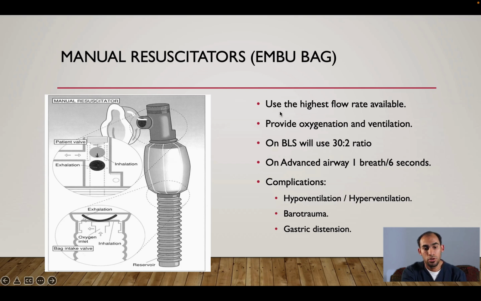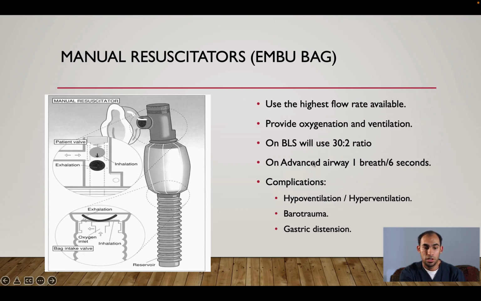With this Ambu bag, we use the highest flow rate available. For example, if the flow meter has 15 liters, we will set 15 liters. This Ambu bag provides oxygenation and ventilation also. In BLS, we will use the ratio 30 to 2, that means 30 compressions, 2 breaths. In advanced airway, we will give 1 breath every 6 seconds.